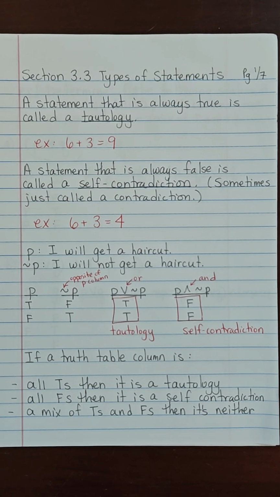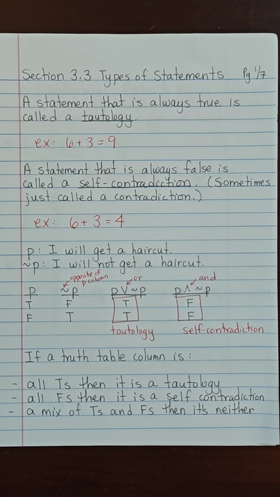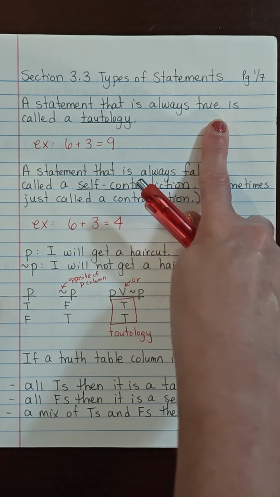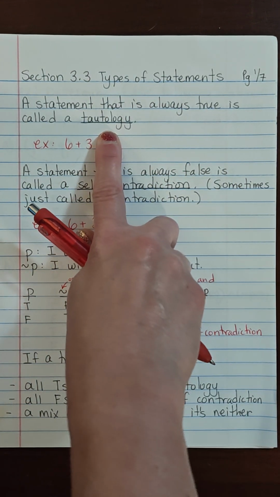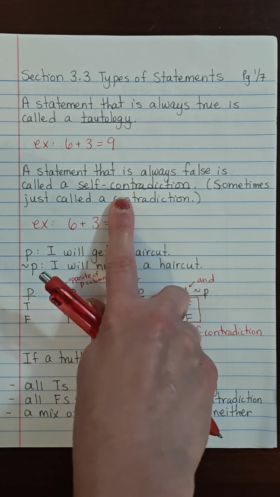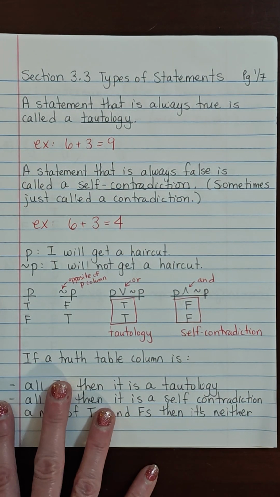This is section 3.3, and in this section we're going to talk about types of statements. So we introduced what a statement was a couple of sections ago. We said that a statement was a declarative sentence that was either true or false, but not both. A statement that's always true is called a tautology, whereas a statement that's always false is called a self-contradiction, or sometimes just called a contradiction.